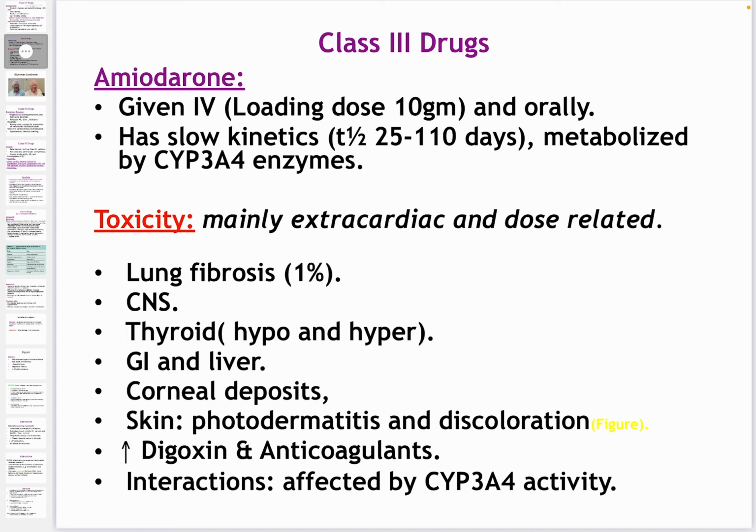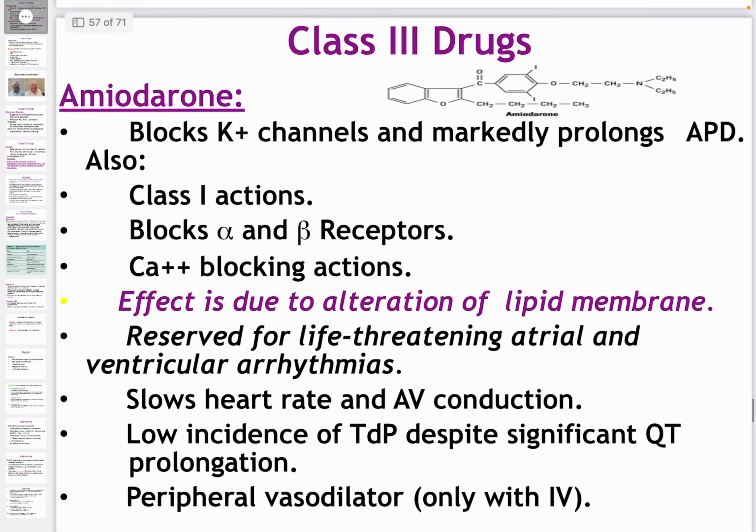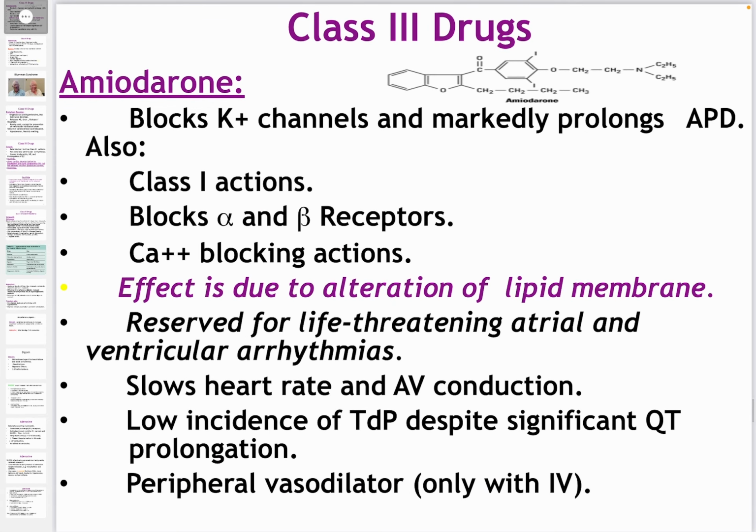Maybe it could be the composition of amiodarone, if it contains iodine. I don't really know the structure of it. I'm just guessing because it was hypo. Let's see if we have the structure here. Yes, there is iodine. So you are right, that's why it's affecting the thyroid. There is an iodine group here on that ring.